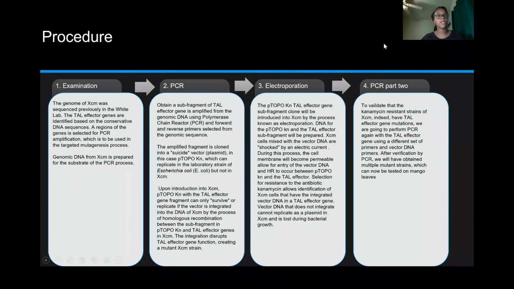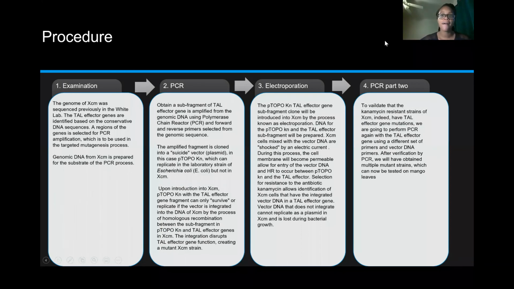Step 3, electroporation. So pTOPO-kan TAL effector gene subfragment clones will be introduced into Xanthomonas citri via electroporation. The subfragments will be prepared. Xanthomonas citri cells that are mixed with the vector DNA are going to be shocked by an electric current. During this process, the cell membrane becomes permeable, allowing the vector DNA to enter and homologous recombination to occur between the pTOPO-kan and TAL effector. Selection for resistance to antibiotic kanamycin will show which Xanthomonas citri cells have been able to successfully complete homologous recombination.